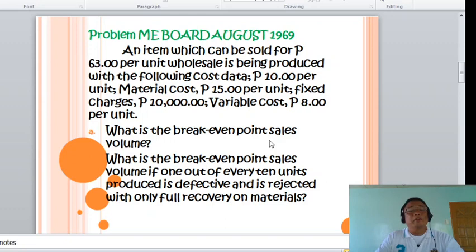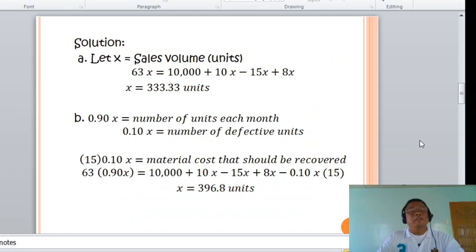Here you are going to determine the number of units that will be purchased by the customer. Another question is, what is the break-even point sales volume if 1 unit of every 10 units produced is defective? So there is a defective unit during the production, and it is rejected with only full recovery of materials. Let us now, class, solve this problem.